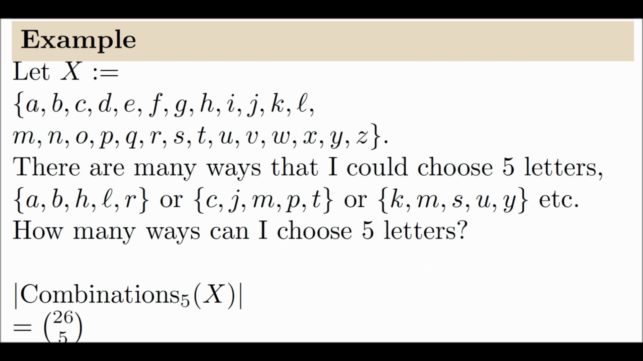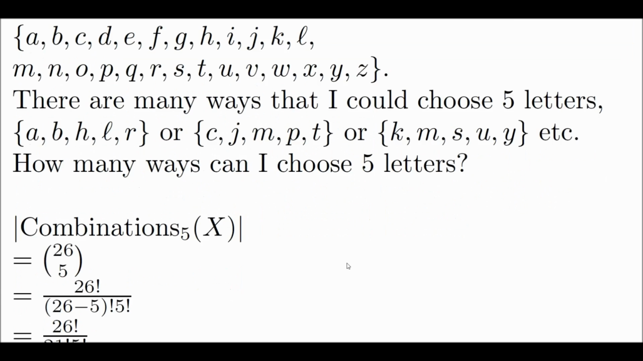Here's another example. Let's say X is the set of letters in the alphabet. So I've got all the letters in the alphabet here. There are many ways that I could choose 5 letters. So here are some possible ways I could choose 5 letters. I could do A, B, H, L, R, or C, J, M, P, T, or K, M, S, U, Y. So there's a bunch of different ways I could take 5 letters here. I want to know how many ways I could do that. So how many ways can I choose 5 letters?